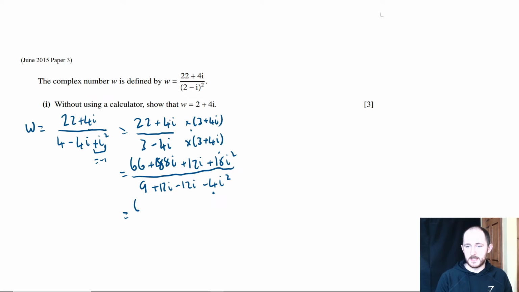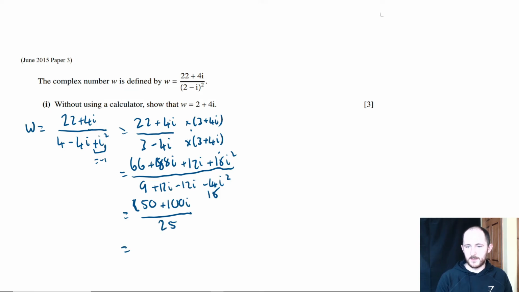We get 66 minus 16, which is going to be 50. 88 plus 12 is 100 over, so it becomes plus 4, so 9 plus 4 is 13. That should be 16. That should be 16, that's my bad. See, I told you, it's easy to make mistakes. Plus 16, so 9 plus 16 is 25.